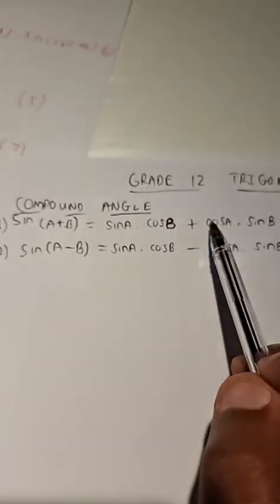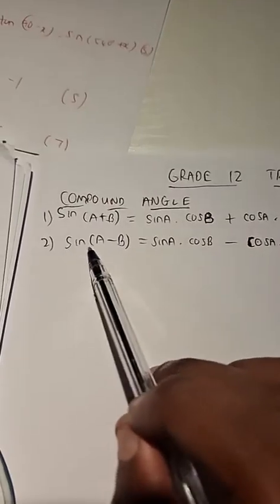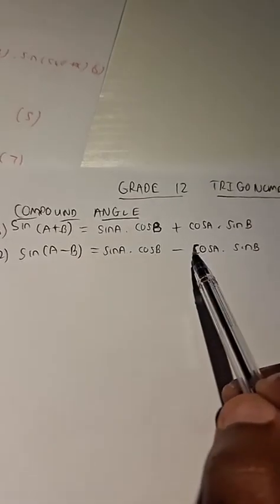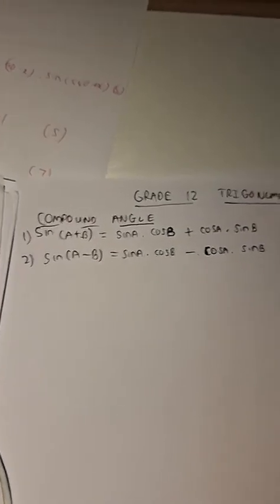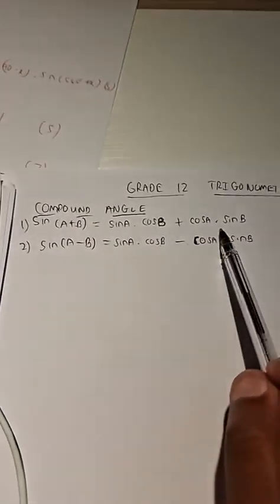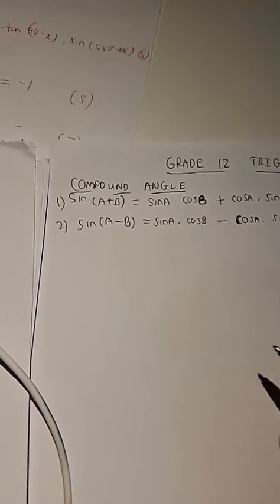if there's a plus there, there's a plus there as well. Sine A cos B, cos A sine B. If there's a subtraction, sine A cos B minus cos A sine B. That's the compound angle that we need to know. Okay, and it's quite straightforward, to the point, no problem.